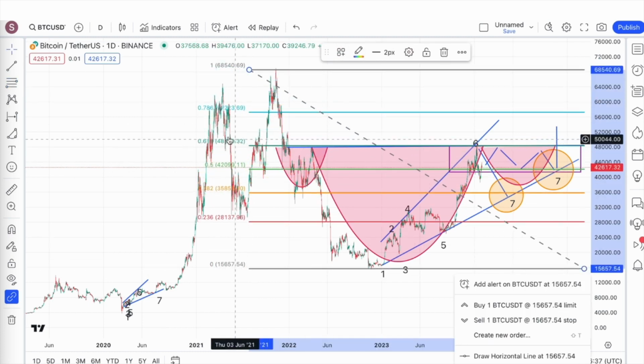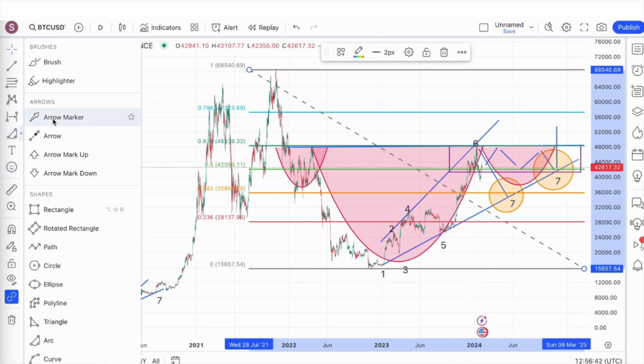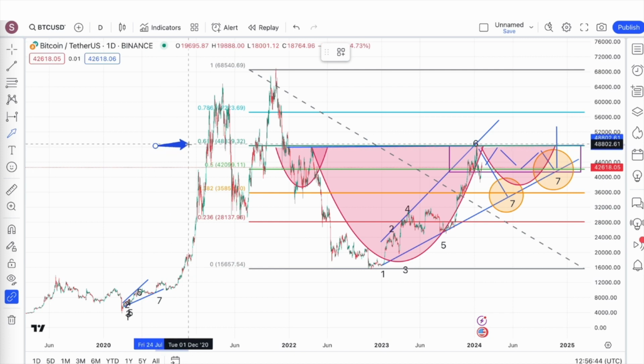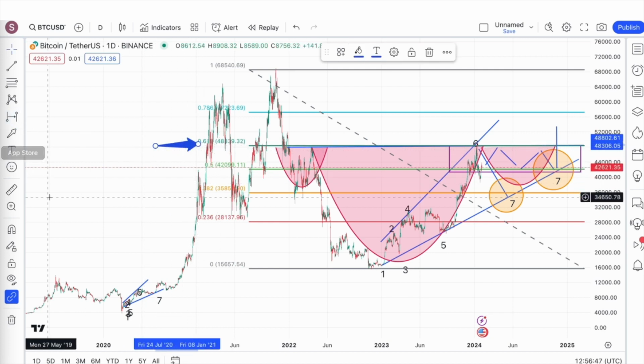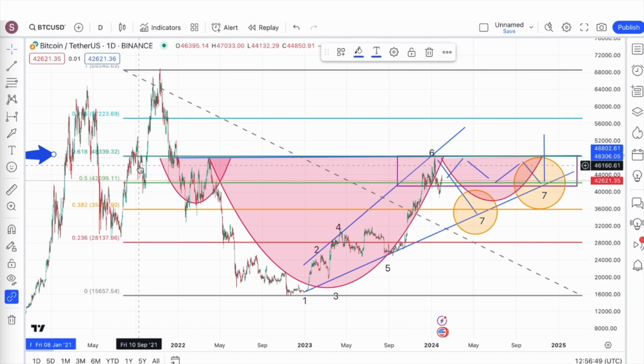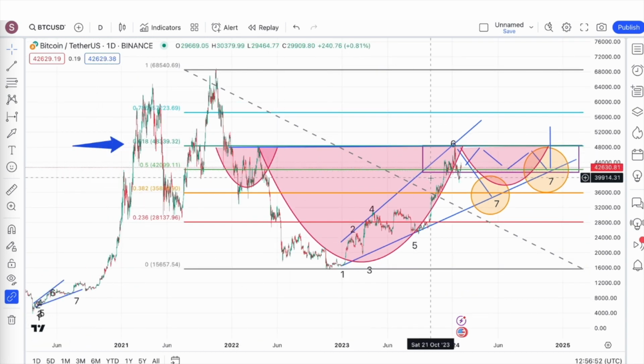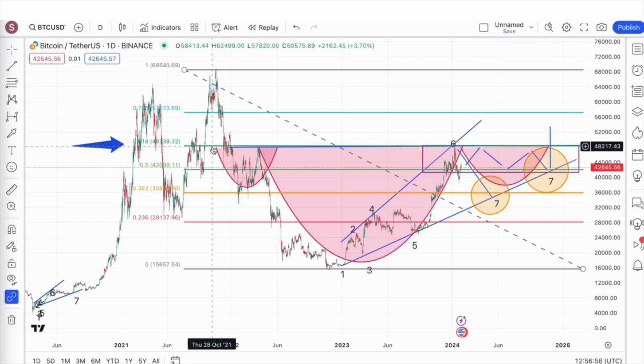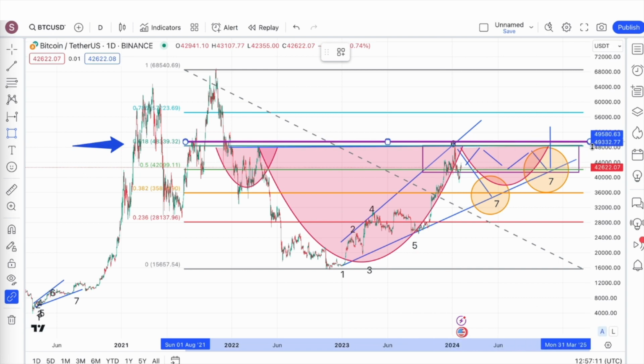One thing to note is that the 48,339 level is a strong resistance because it is also the 618 reverse Fibonacci of the highs and the lows, between the high of 68,000 to the low of 15,000 levels. So that 48,300 level is a resistance for the inverse head and shoulders pattern, a resistance for the accumulation cylinder. It is also a reverse Fibonacci resistance.